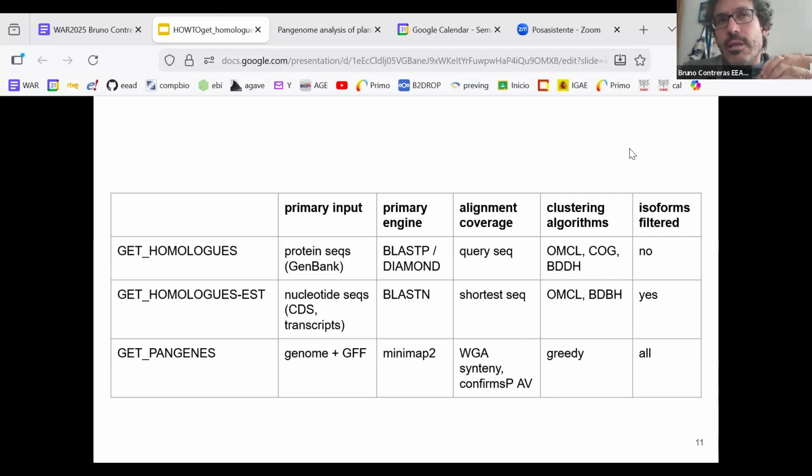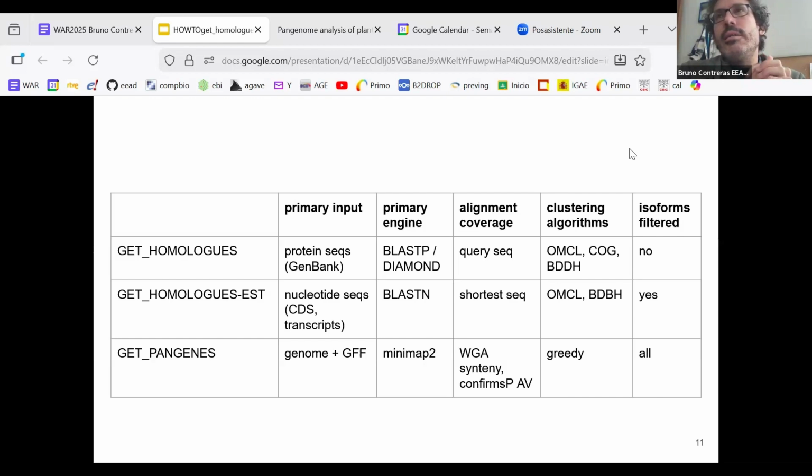Alignment coverage, which is a key parameter in the algorithm, in this case is computed with respect to the query sequence. So if you're comparing genome A against genome B, then the coverage would be computed on the sequence A. Then when you do it the other way around, B against A, you compute the coverage with respect to B. These are fine detail parameters which are important. The clustering algorithms that are integrated into GET_HOMOLOGS are OrthoMCL, COG triangles, and also the classical BLAST bidirectional best hits.